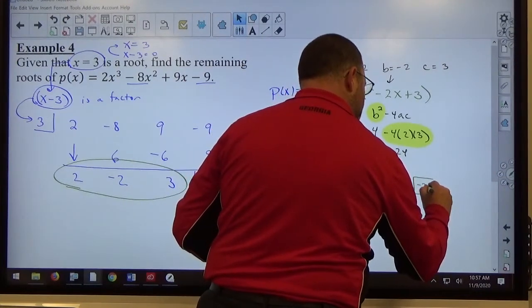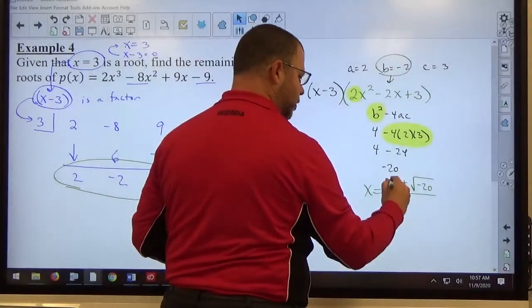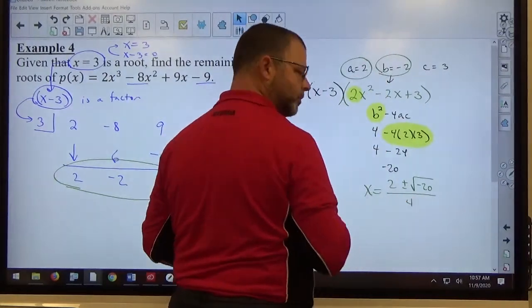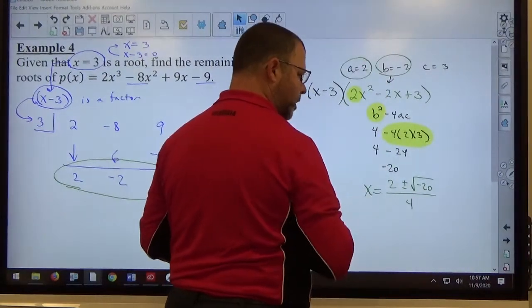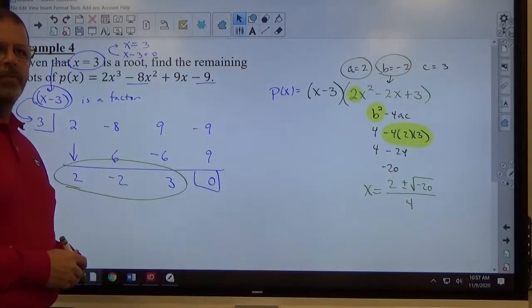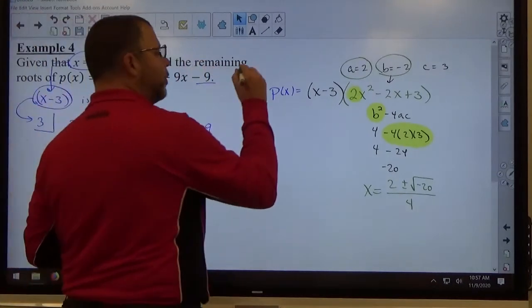Negative 20 goes inside the radical. Minus b is change the sign, positive 2. 2a, double a, 2 times 2 is 4. Okay. This particular thing does reduce and simplify, so I expect you to reduce and simplify as much as humanly possible. Take a look at the square root of negative 20.